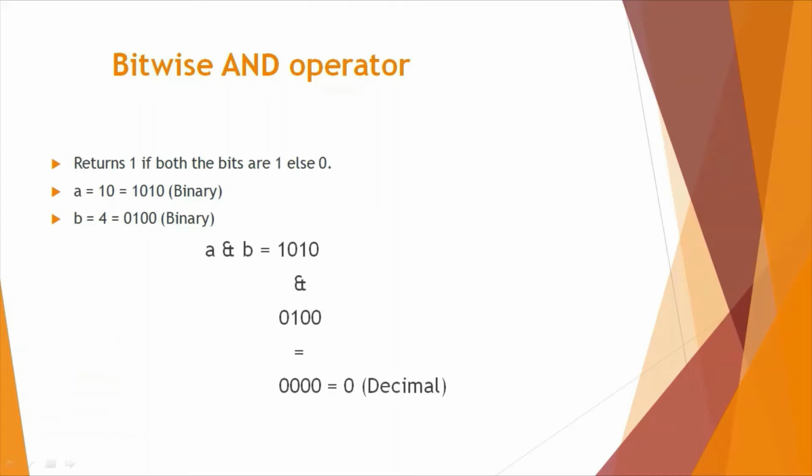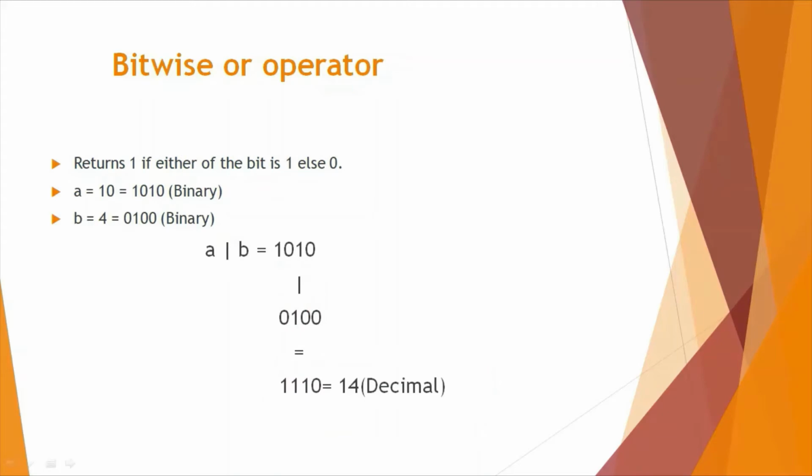The bitwise AND operator returns 1 if both the bits are 1, else 0. This is how we write 10 in binary, 1010, and this is how we write 4 in binary, 0100. To perform the AND operation between A and B, that is 1010 and 0100, it returns 1 only if both the bits are 1. So 1 and 0 gives 0, 0 and 1 gives 0, 1 and 0 gives 0, and 0 and 0 gives 0. Because of this, we got 0 in our PyCharm before.